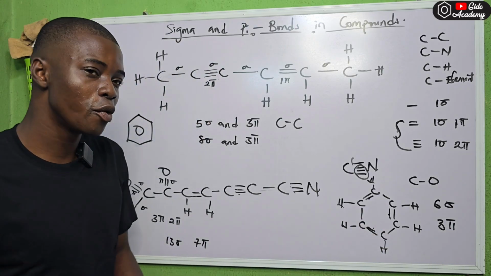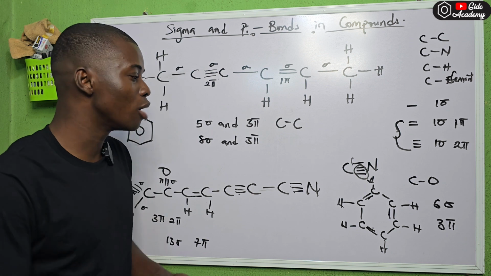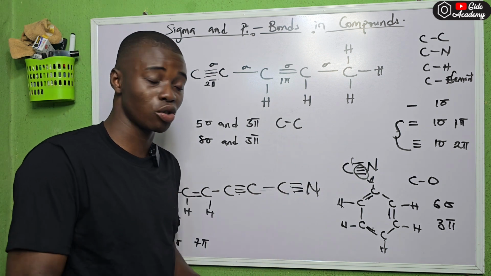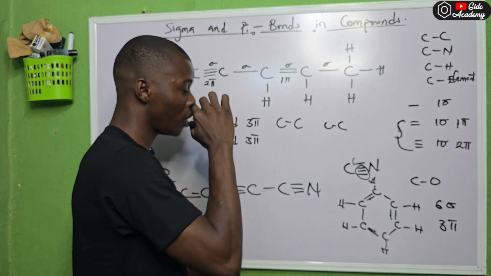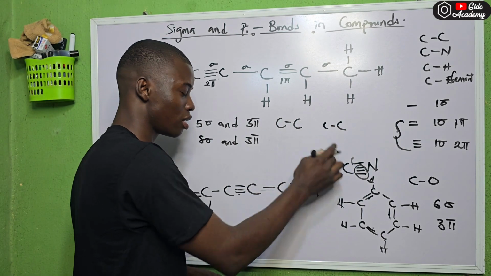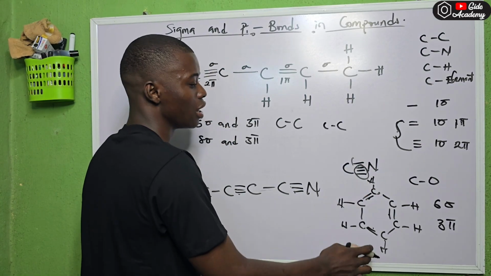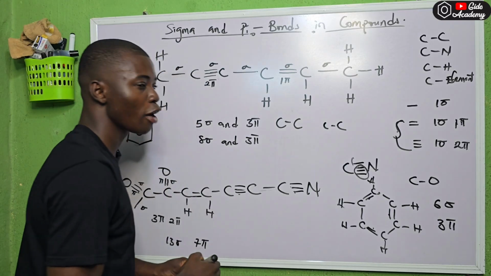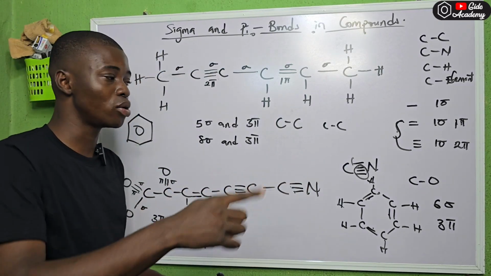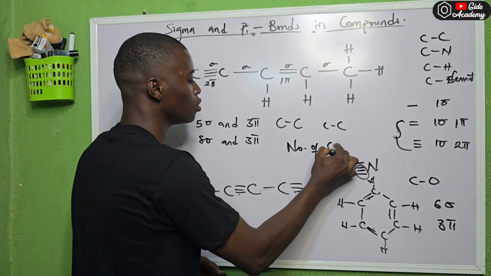For a ring structure, that's another secret again. For a ring structure, the number of sigma is equal to the number of carbon atoms. I repeat, if I'm talking about carbon to carbon in a ring structure, the number of sigma is equivalent to the number of carbon atoms that are present. So how many carbon atoms do you have here? 6. 1, 2, 3, 4, 5, 6. The number of sigma will be 6. For an aliphatic structure, which is a straight-line structure between carbon atoms, the answer is always the number of carbons minus 1.